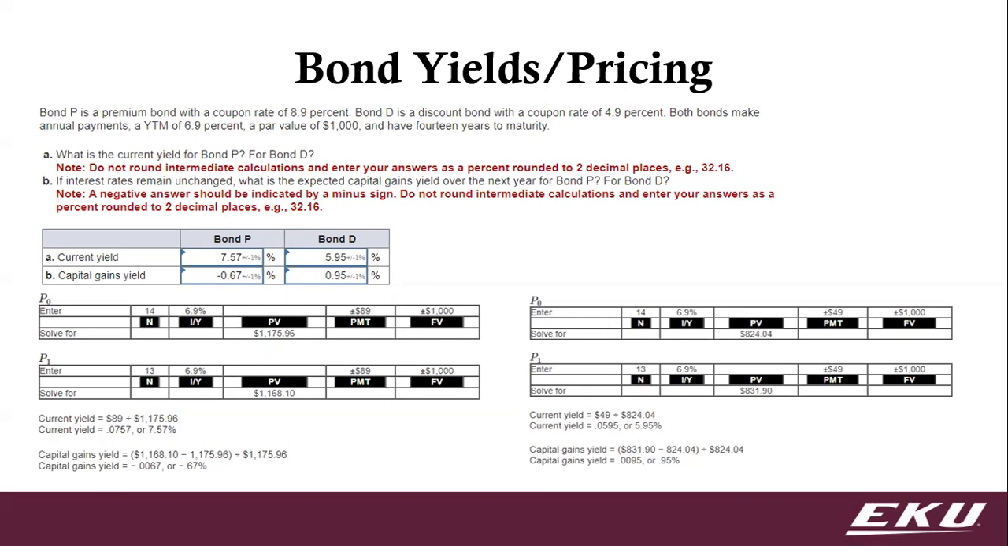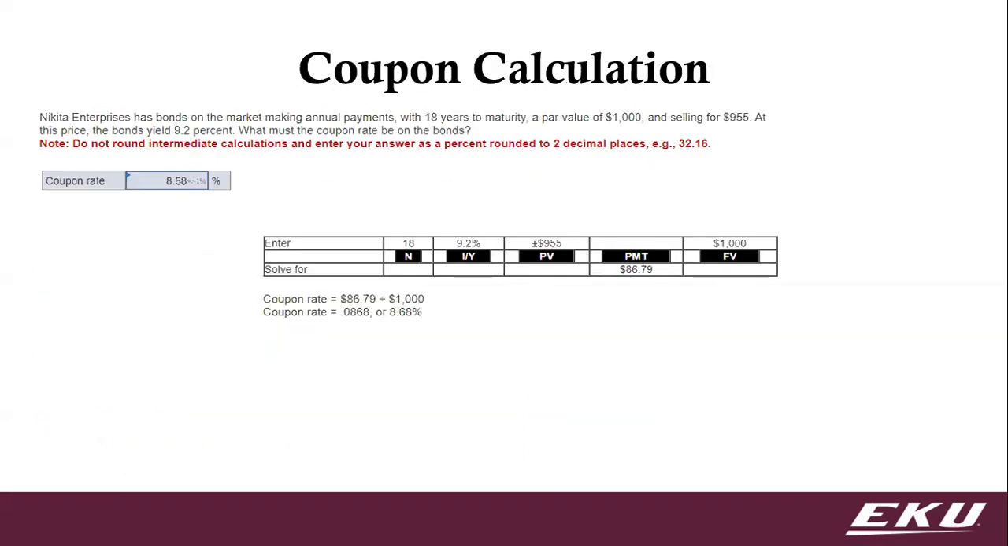So there's that. To calculate a coupon, it's the same type of calculation we did, only instead of computing the present value, now we're computing the payment. So they give us the information. They tell us that this is going to be an annual coupon, and they tell us the par value and the current price.